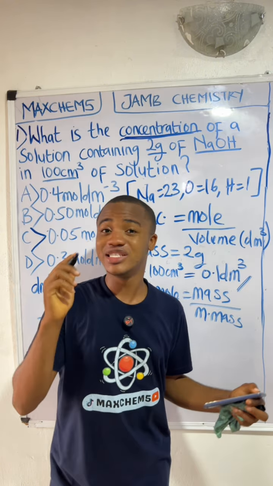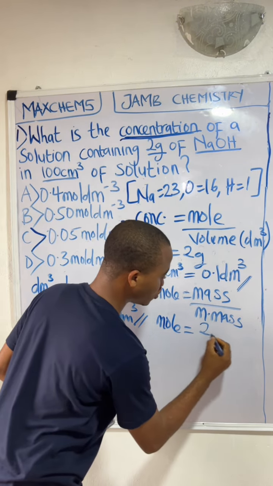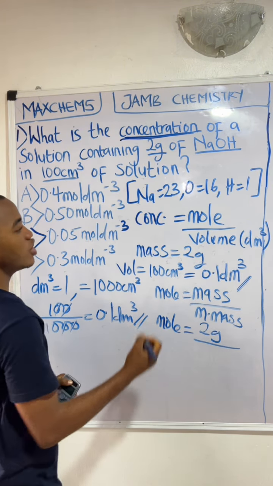So now let us continue with our solving. Now we need to calculate the mole. I said mole has a formula of mass over molar mass. They gave us the mass to be 2 grams. What is the molar mass? Molar mass of sodium hydroxide.